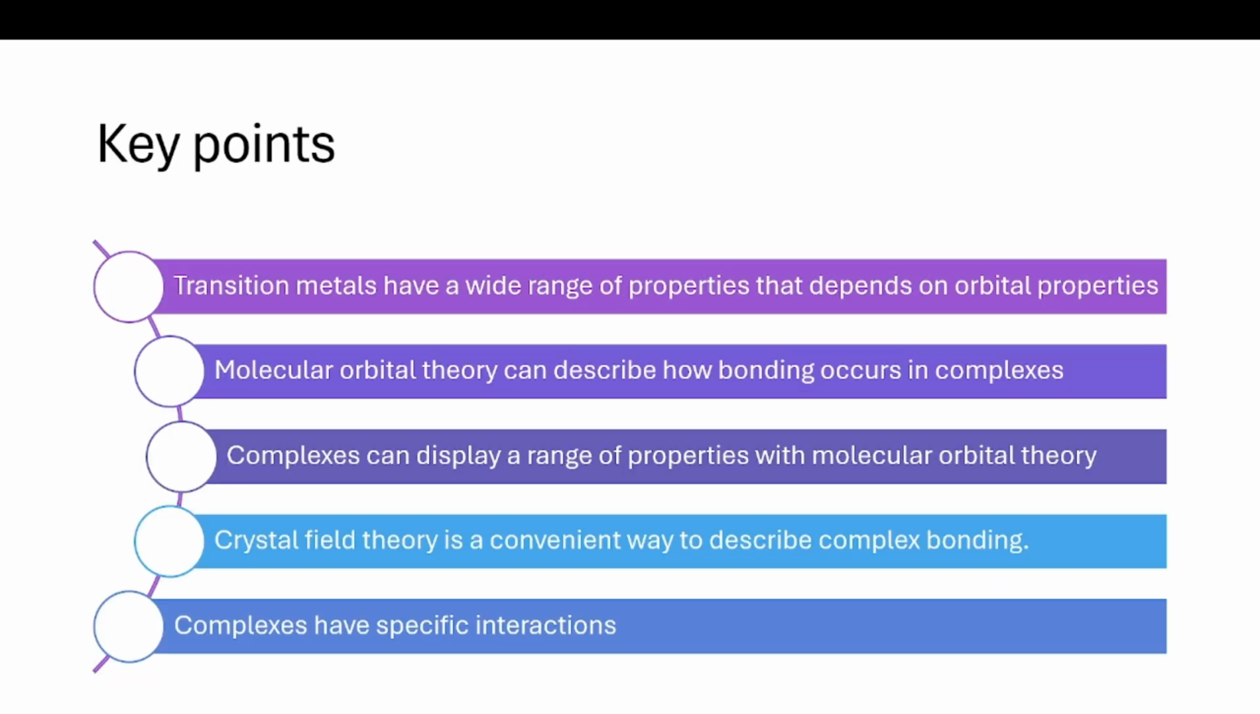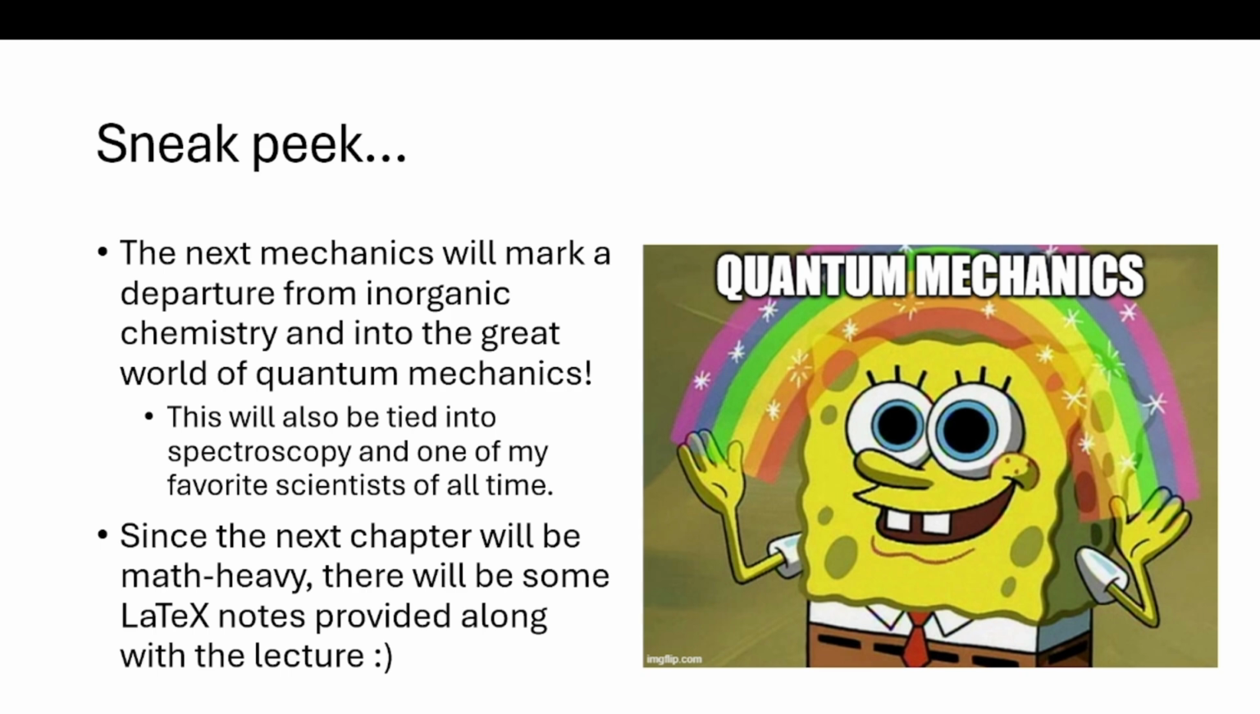Now, just for a quick recap of everything, here are 5 main points that you need to know. Transition metals have orbital properties that can change their own properties. Molecular orbital theory can describe complex bonding. Complexes can display a range of properties using molecular orbital theory. Crystal field theory is simply a convenient way to describe complex bonding. And complexes have specific interactions. And so that's going to be the end of chapter 17 for y'all.